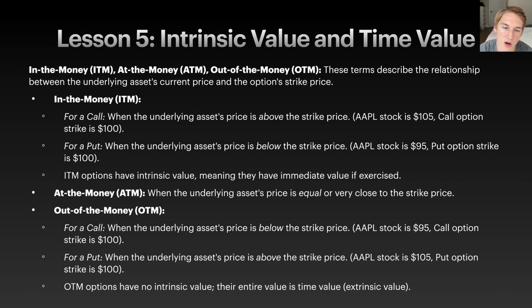For a put, it's when an underlying asset's price is above the strike price. So Apple stock is at $105, the put option strike is $100. That means you still need another $5 drop to be at the money. And then anything below that is going to be in the money. Out of the money options have no intrinsic value. Their entire value is time value because it technically has no value if you exercise the contract, meaning you buy the shares of the contract at the strike price. But like I said, we're day traders, so we'll never be exercising the contract anyway.